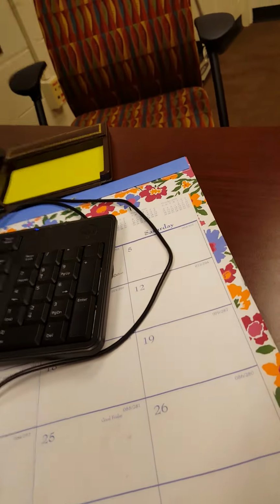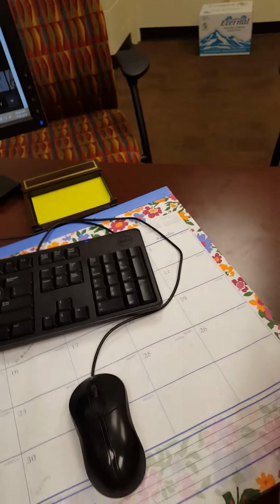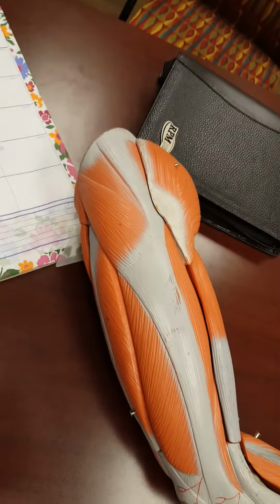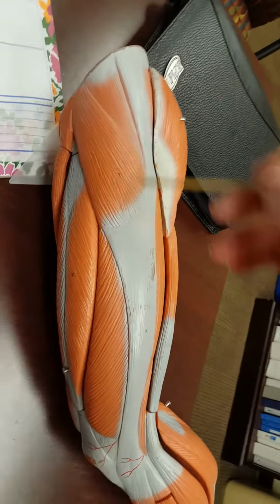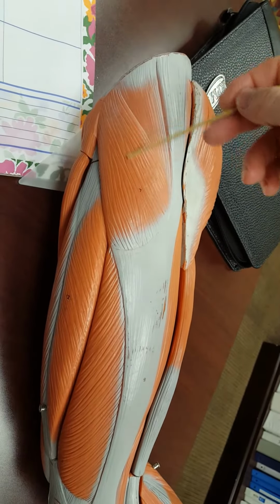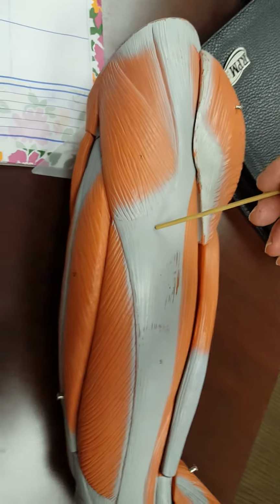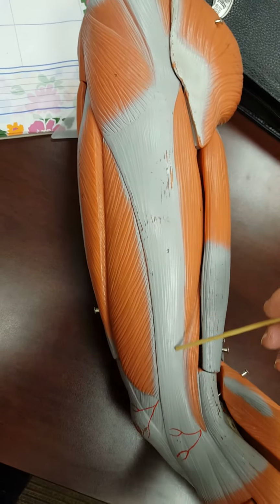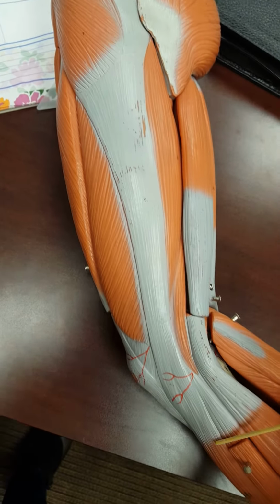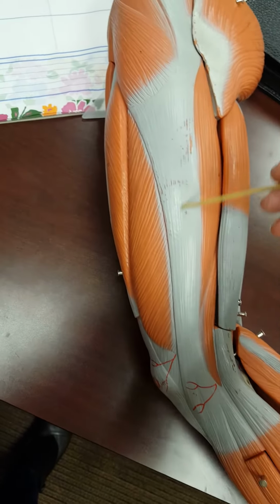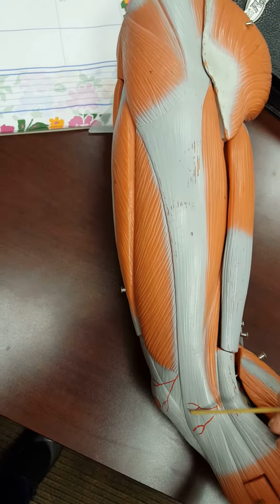Okay. Now, as we go back toward the lateral portion, anterior laterally, we have our tensor fasciae lati, which attaches to the iliotibial band or iliotibial tract. It's connective tissue that runs the length of the side of the thigh.